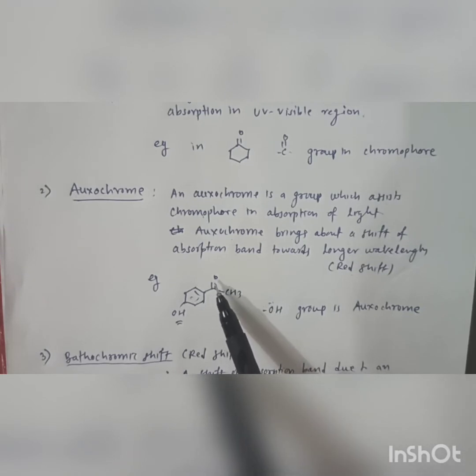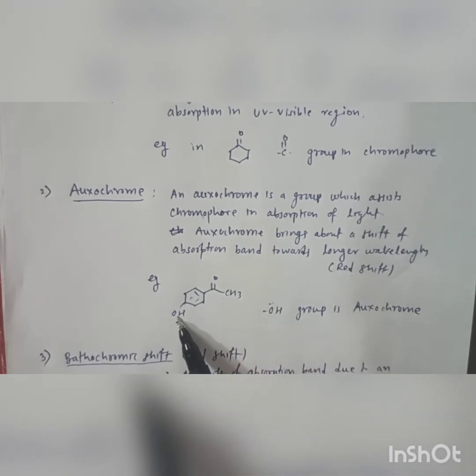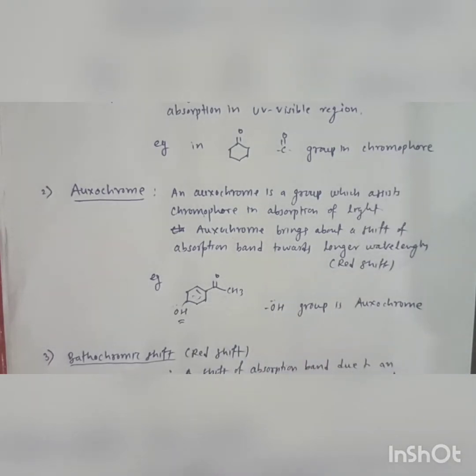For example, in case of para-hydroxyacetophenone, the carbonyl group is the chromophore because it will absorb radiation, but the OH group which is present carries an electron pair that will assist the chromophore to absorb the radiation, and therefore it is called an oxochrome. So these two terms are very fundamental terms. One is chromophore, the other is oxochrome.